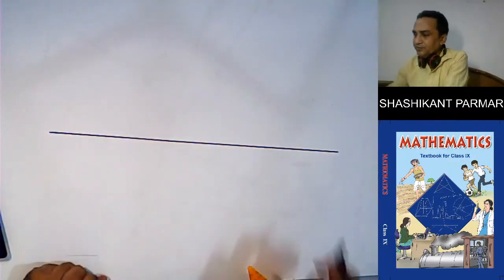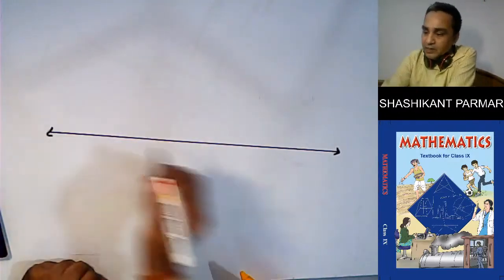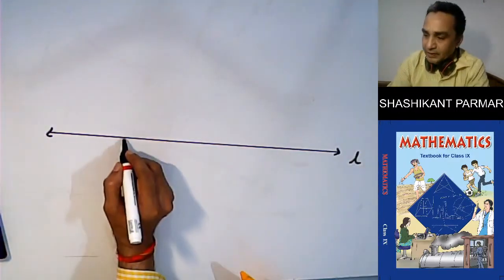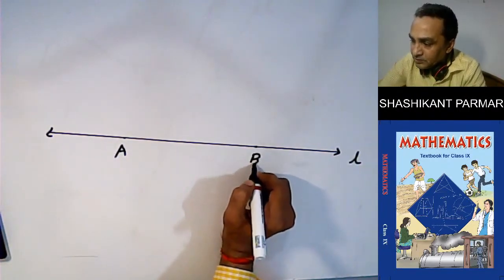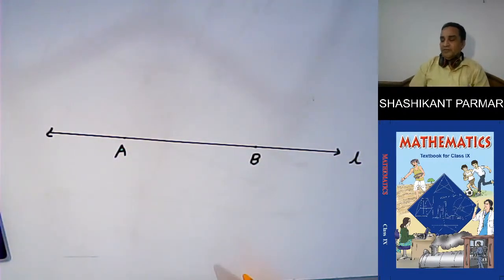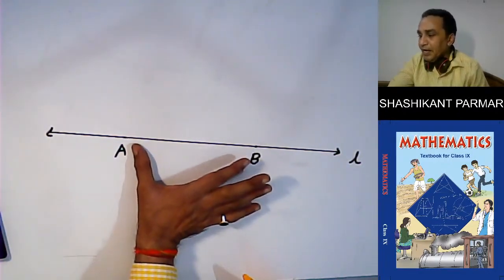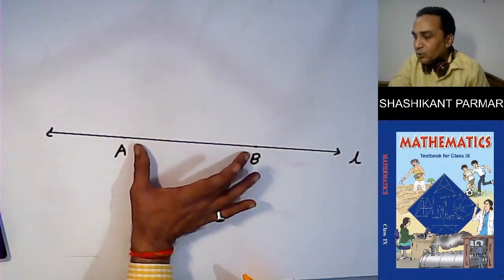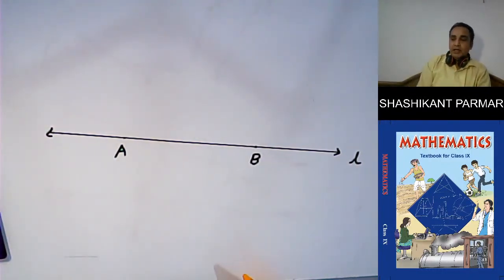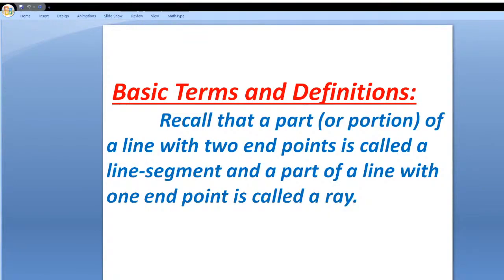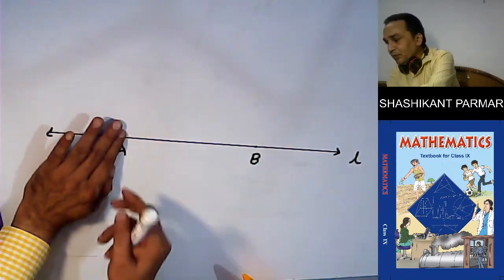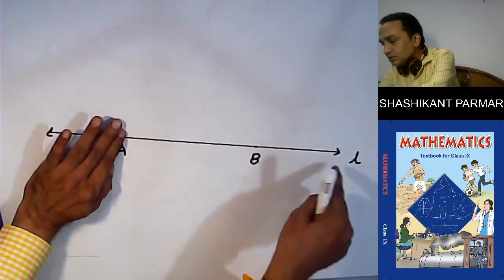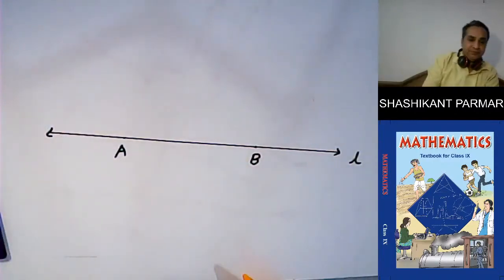So, this is line L and 2 points, a part of the line with two end points A and B. So, this part is called a line segment, and a part of a line with one end point. Suppose only A is the end point, so from A to B this is ray AB.